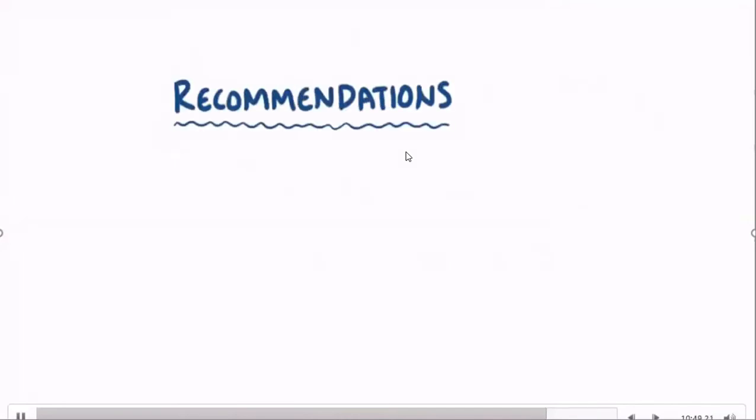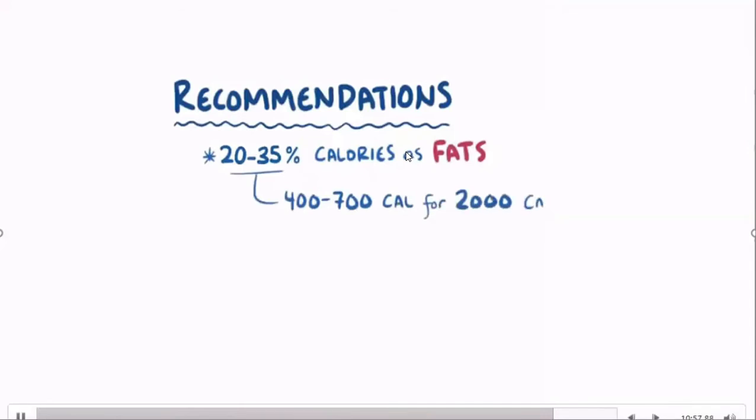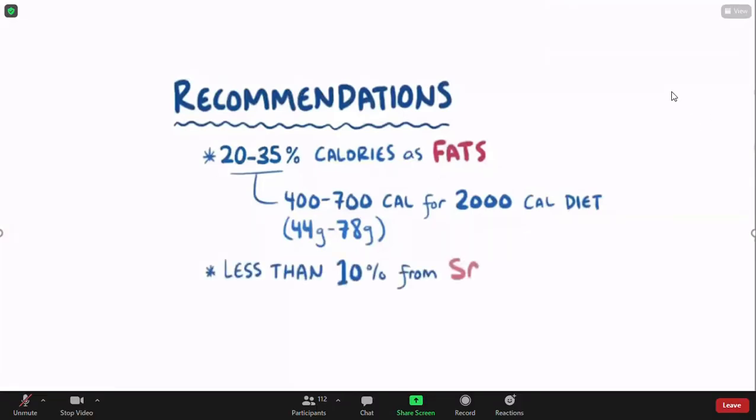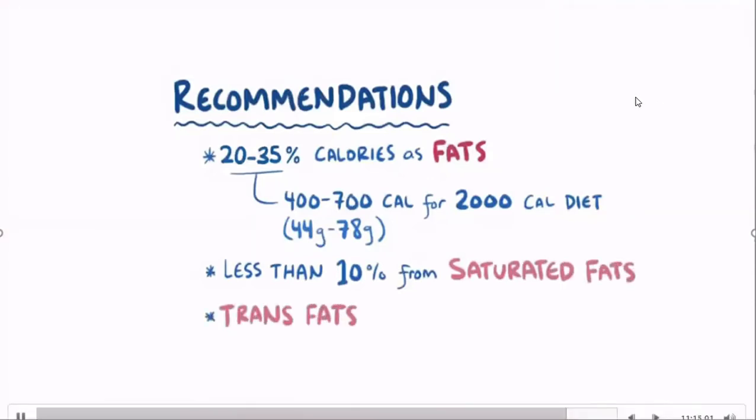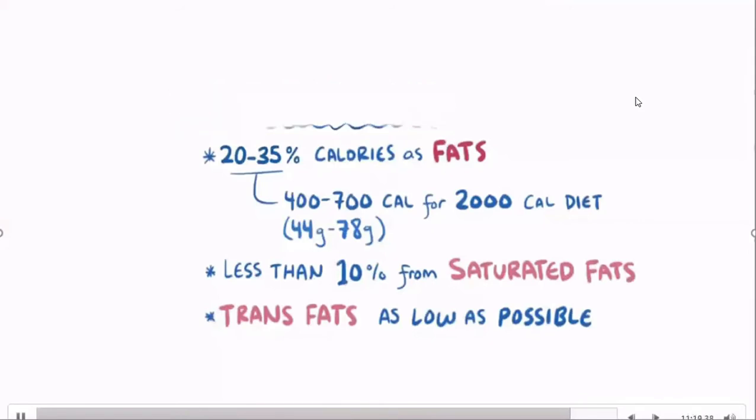Based on this, the National Academies of Medicine recommends consuming 20 to 35% of our daily calories as fat for a 2,000 daily calorie intake. That comes out to between 400 and 700 calories from fat, or about 44 to 78 grams. And it's not just about the amount of fat that we eat. The type also matters. The World Health Organization and the US Dietary Guidelines recommend that less than 10% of daily calories come from saturated fats, and that trans fat consumption should be kept as low as possible.